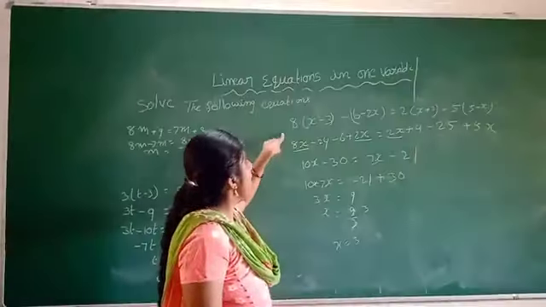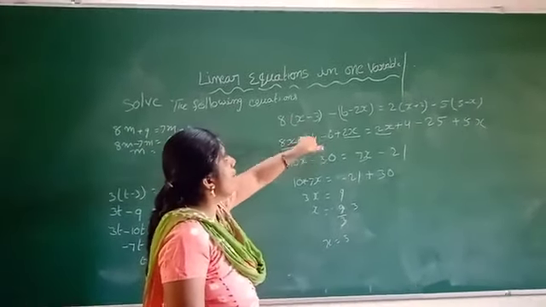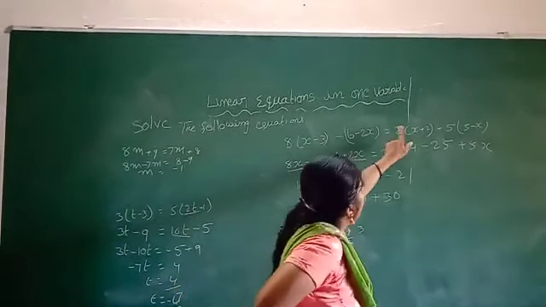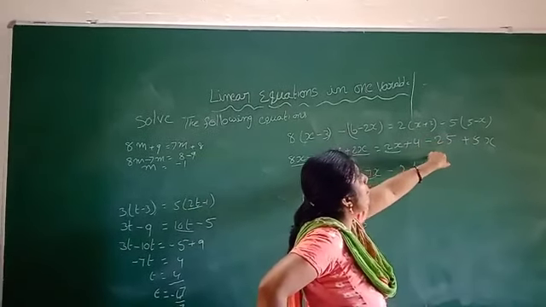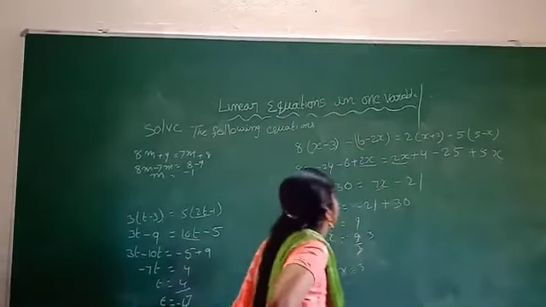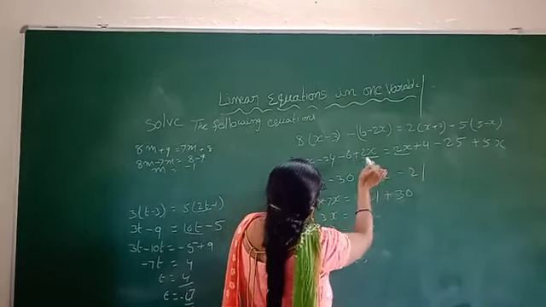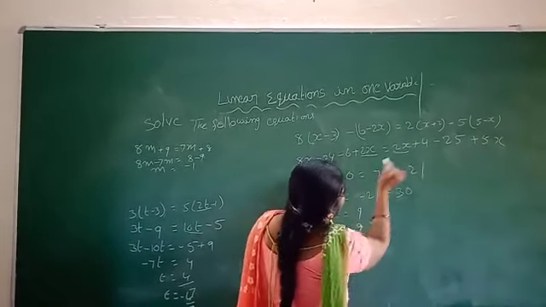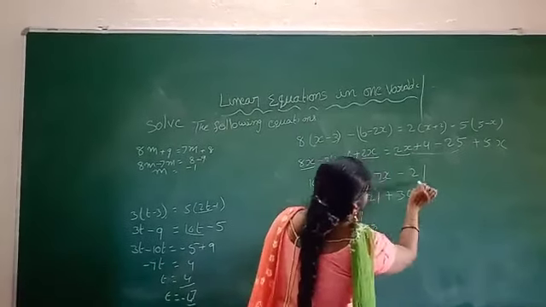Sorry children, see once again. 8 into x, 8x, 8 3s are 24, plus into minus, minus, minus into minus, plus 2x, 2 into x, 2x, 2 into 2, 4, minus 5 into 5, minus 25, minus into minus, plus 5 into x, 5x. So 8x plus 2x, 10x. 24 minus 6, 13, 2x minus 5x, 7x, 4 minus 25, minus 21.